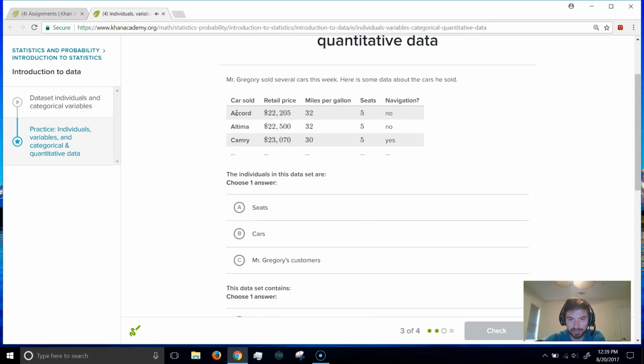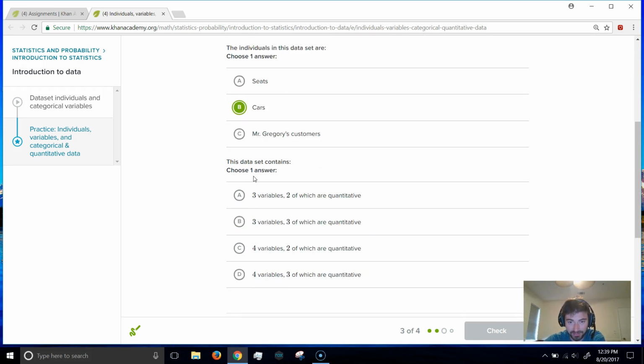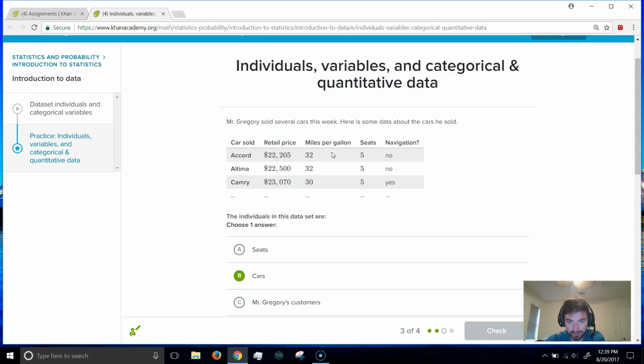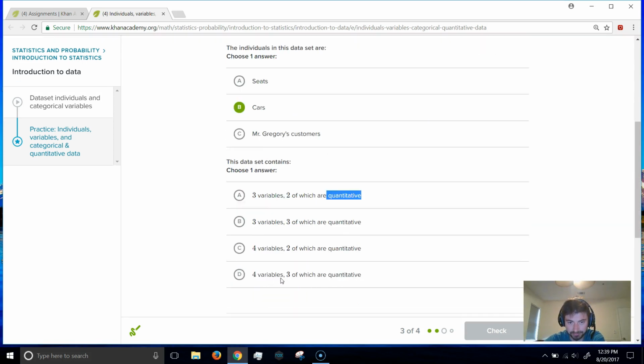Okay, this is asking about cars sold, and so yeah, these are cars. Accord, okay, so cars that he sold. And then it's asking about quantitative. So there's 4 variables, 3 of which are quantitative.